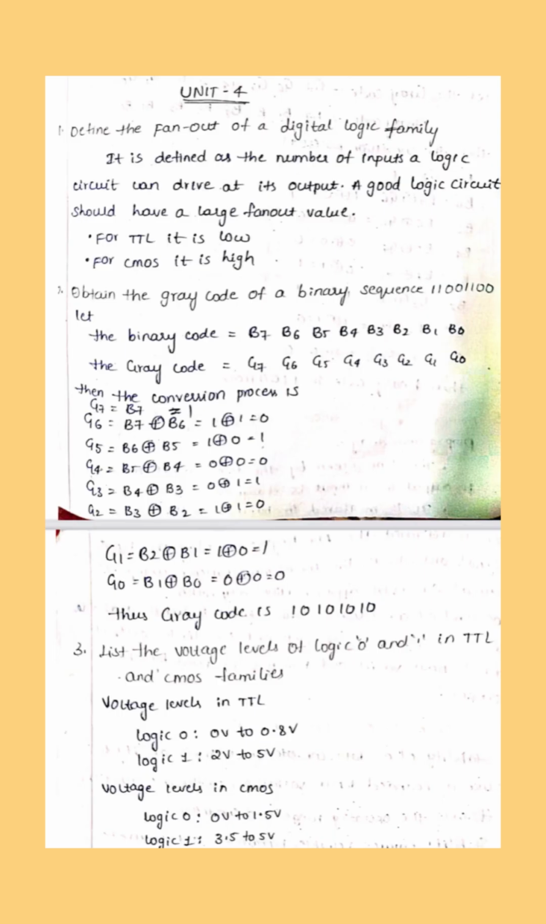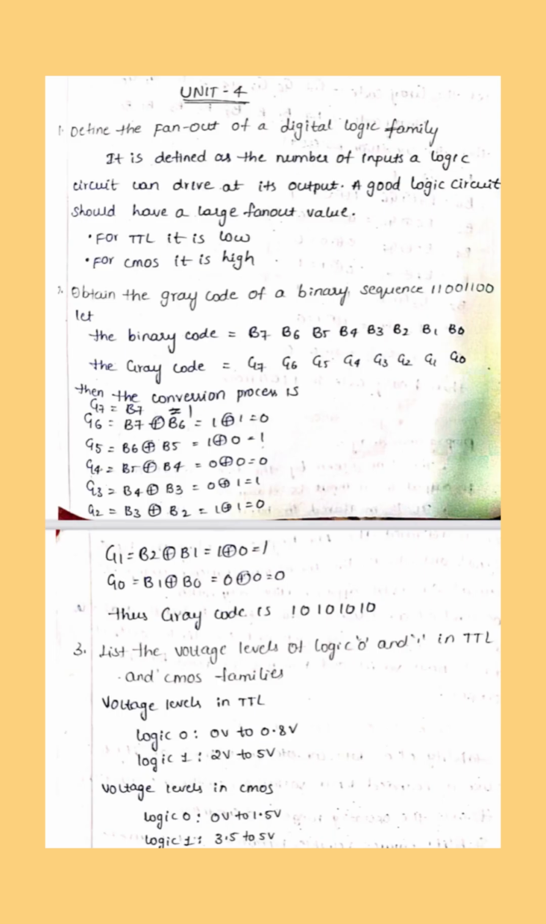And G4 is B5 exclusive OR with B4, therefore 0 and 0, it is 0. And G3 is B4 exclusive OR with B3, so 0 and 1, it is 1. And G2 is B3 exclusive OR with B2, so 1 and 1, it is 0. And G1 is B2 with B1, so 1 with 0, it is 1. And G0 is B1 exclusive OR with B0, which is 0 exclusive OR with 0, equal to 0. Finally, the gray code is 10101010.